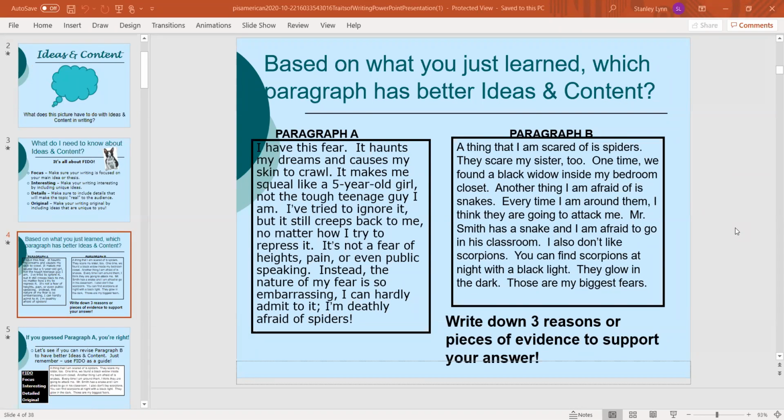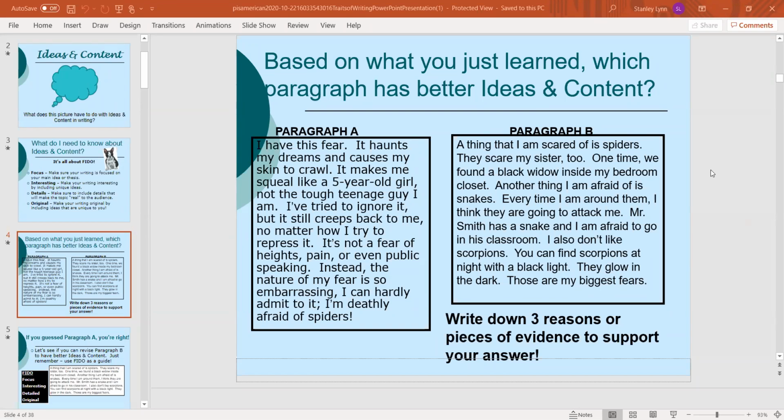And you will see that we'll get to pages and you'll have 2 paragraphs, A and B. You're going to read them, and based on what you just learned, which paragraph has better ideas and content. So you will read both of them. You will choose the one that you think is the better, and you'll write down 3 reasons or pieces of evidence that support your answer, okay?